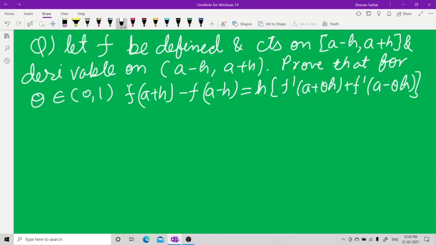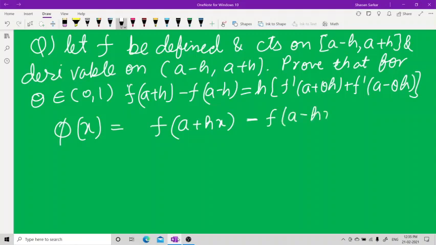Now this is the thing. Now you need to define the function phi x. Let us consider a function phi x equals f of a plus hx minus f of a minus hx. Now, how to select this function? See, when you differentiate, you see this concept, a plus h and a minus h. This is the way.